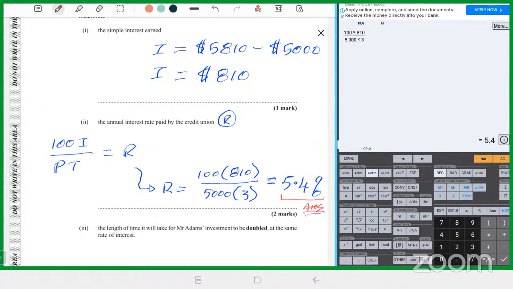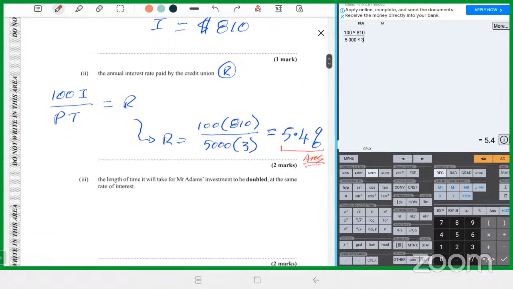5.4%. In the formula, the R will be 5.4, but the question asks us for the rate. And so I'm adding the percentage on it to state the rate, that this is my percentage rate of interest. Good with that? Okay with that? Yes, sir.